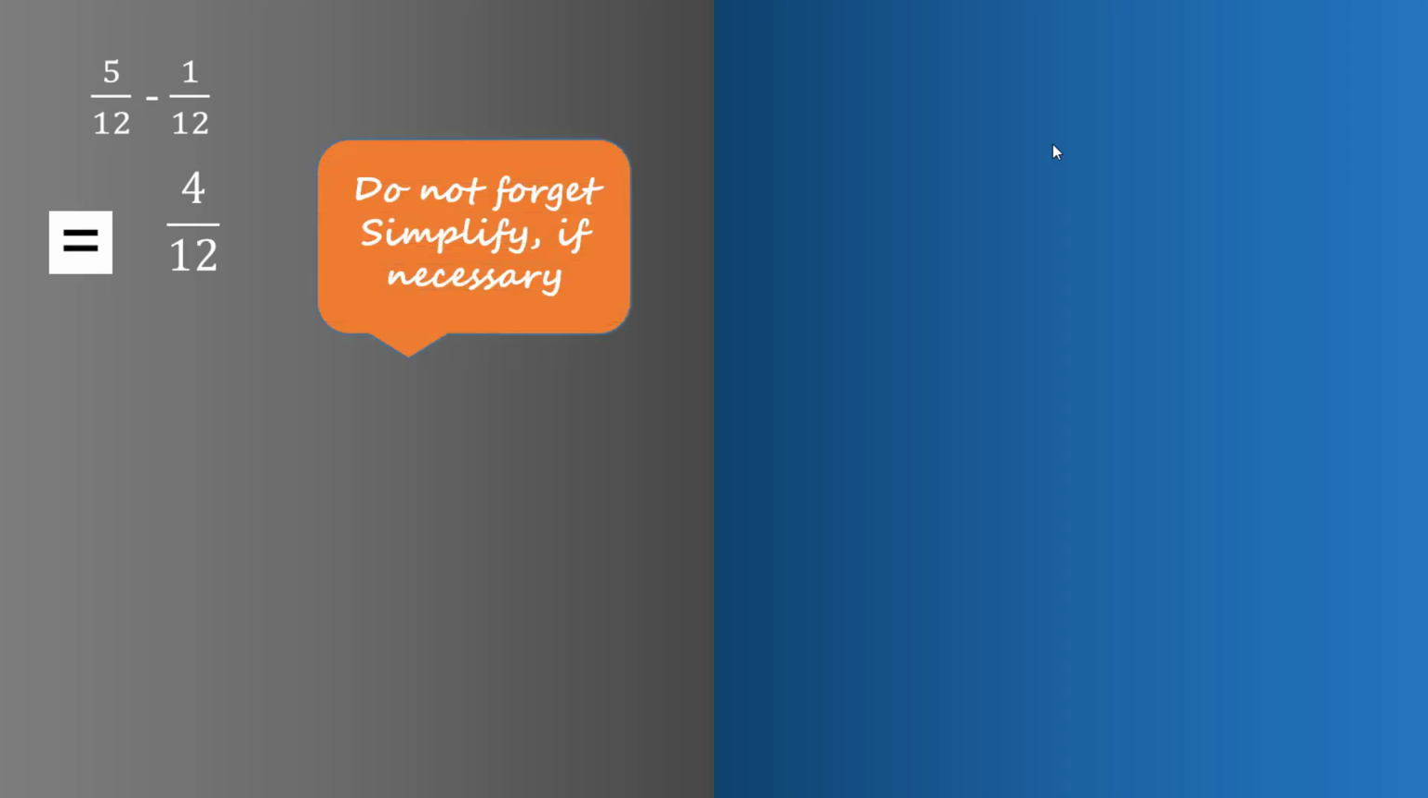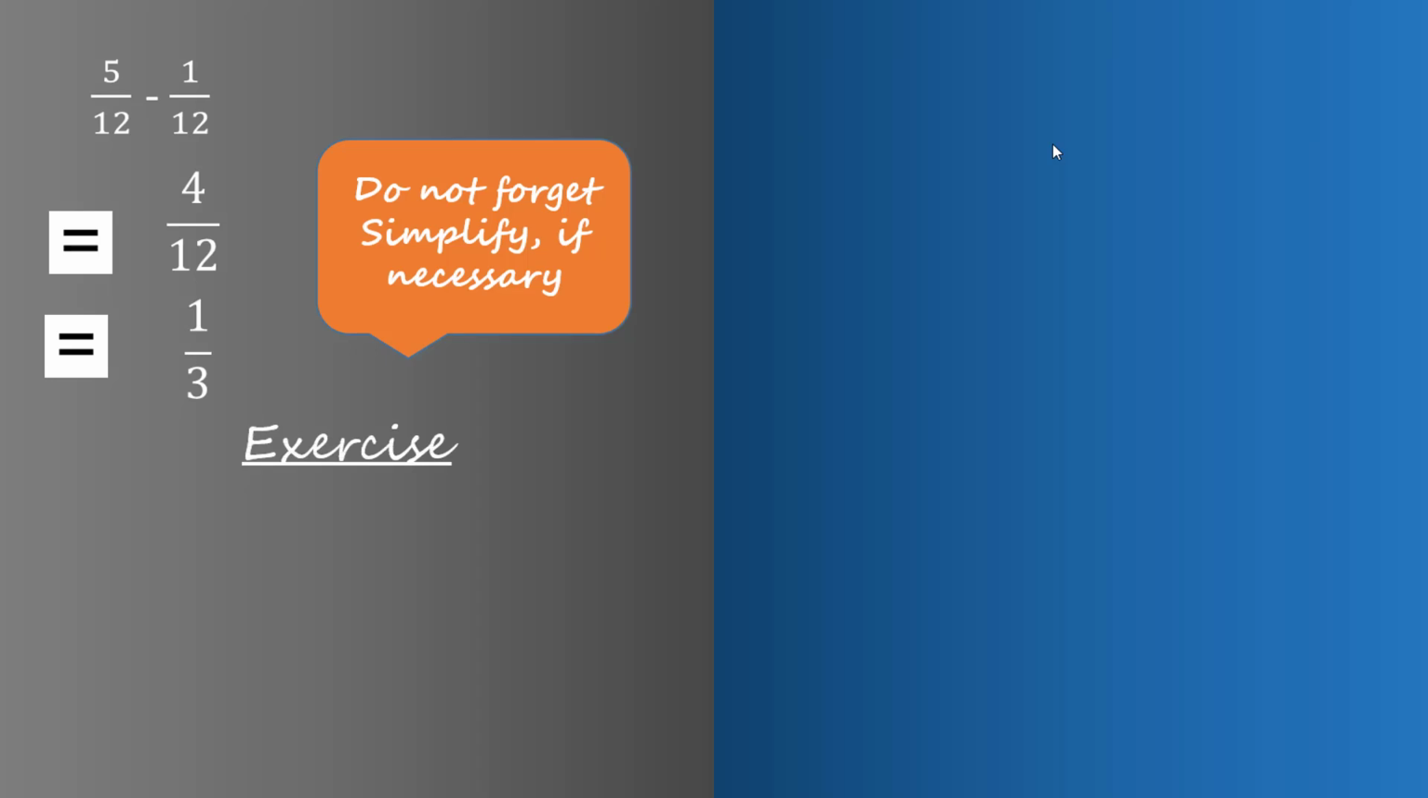5 over 12 minus 1 over 12, bring down 12, and 5 minus 1 equals what? Equals 6. So it will be 6 over 12. Sorry, 5 minus 1 equals 4 over 12. So it will be 4 over 12. Don't forget to simplify. We can divide here by 4. So it will be 1 over 3 in the simplest form.